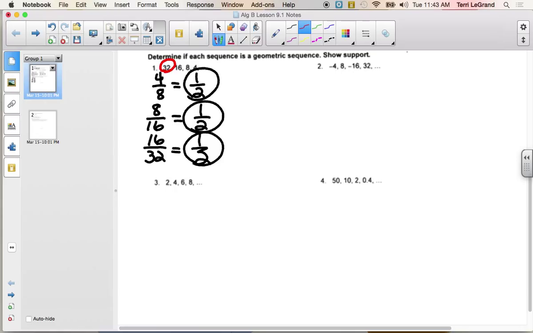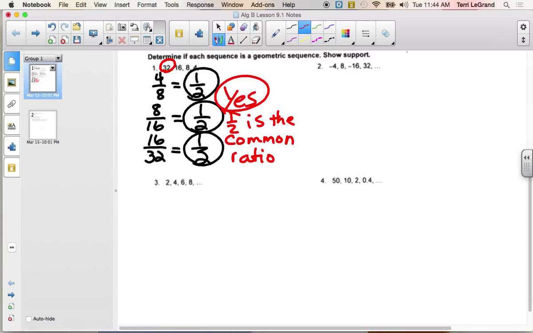Okay? So 1/2, and it says determine if it is a geometric sequence, and we're going to say yes, it is, because we got 1/2 all 3 times. So should we say 1/2 is the common ratio? Yes, that's what we're supposed to say. So yes, 1/2 is the common ratio. If they asked us to do some more with this sequence, that would be a really important piece of information.